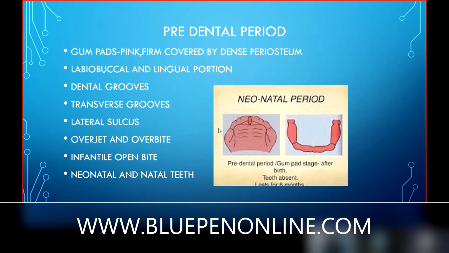Gum pads are divided majorly. Firstly, the gum pads are divided into labiobuccal and lingual. That is how you can divide because there are no teeth, right? So the inner and the outer. And there's something called dental grooves.